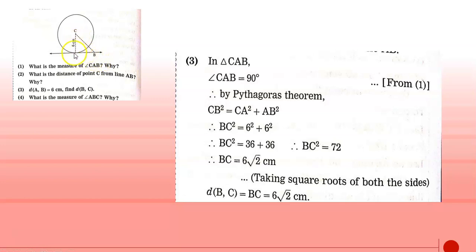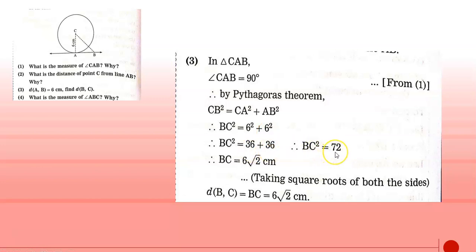So in triangle CAB, I have angle CAB as 90 degrees. This is according to tangent theorem. So now, according to Pythagoras theorem, CB square, which is the hypotenuse, is equal to CA square plus AB square. Over here, CB is nothing but BC. So BC square is equal to 6 square plus 6 square, which is equal to 36 plus 36.